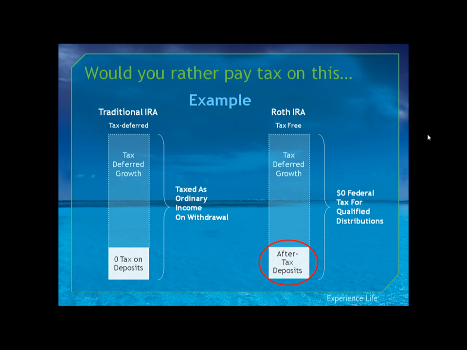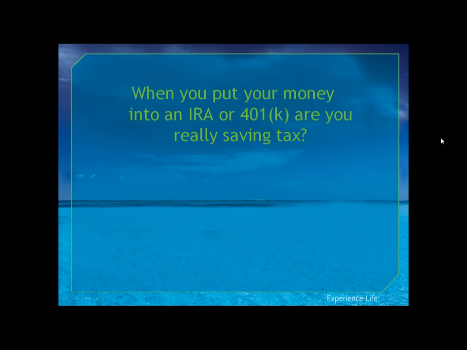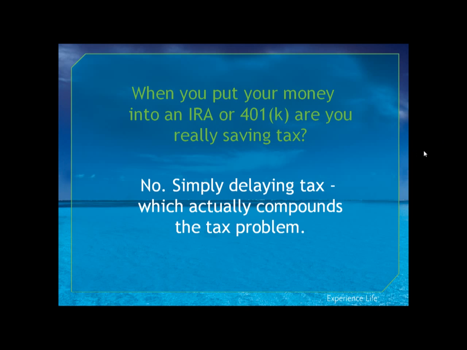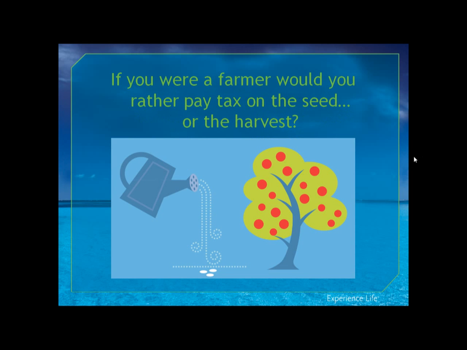So the question is, would you rather pay tax on your after-tax deposits today, or when you're retired, would you rather pay tax on not only the deposits but all the growth at the same time? So, when you put your money into an IRA or a 401k, is there really a tax savings? No, we're simply delaying tax, which further compounds the tax problem. Not to mention, if we're invested in areas that are not protected investments, we could also have a partner called the stock market or the economy that could take away from our money as well. But we're talking strictly on a tax basis today. Just wanted to throw that in.